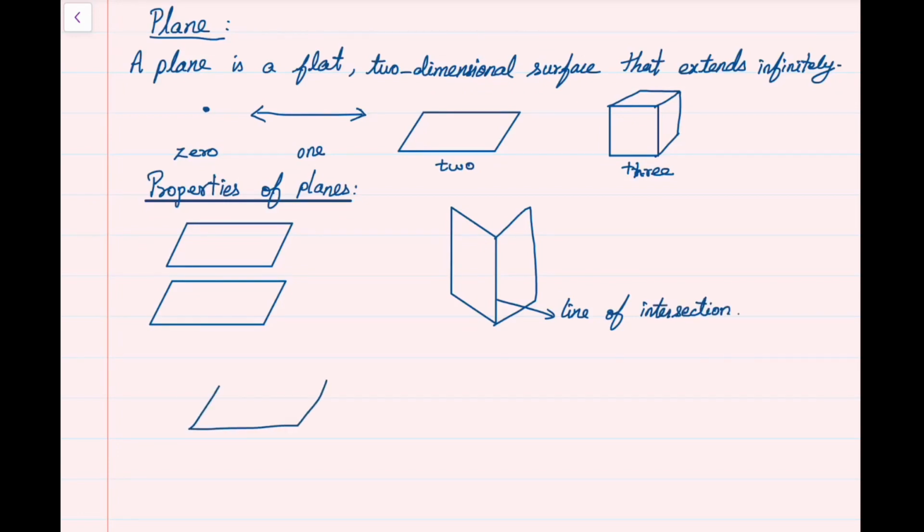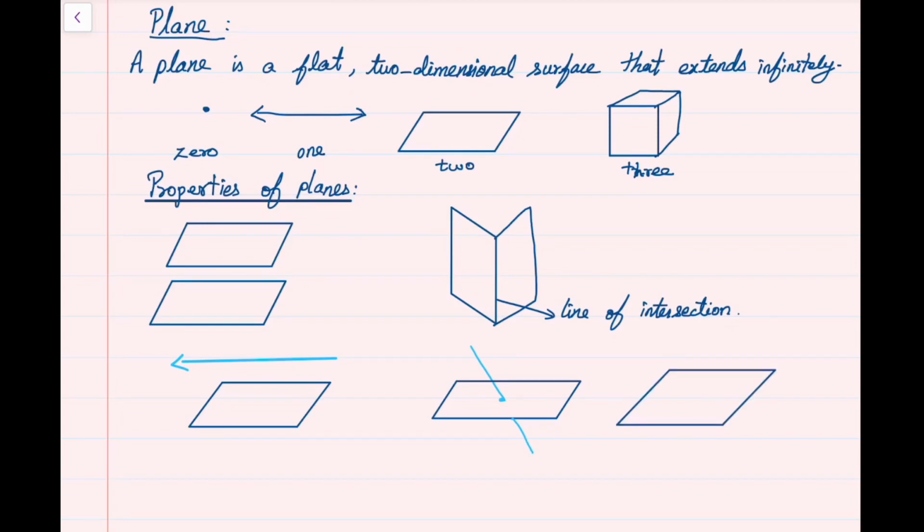Let us consider a plane and a line. The line may be parallel to the plane, or the line may intersect the plane at a point, or the line may completely lie on the plane.